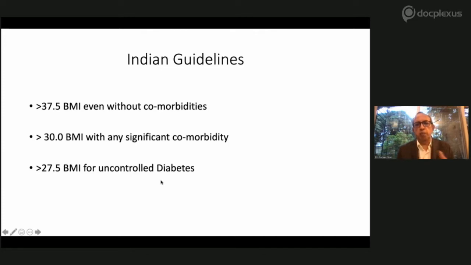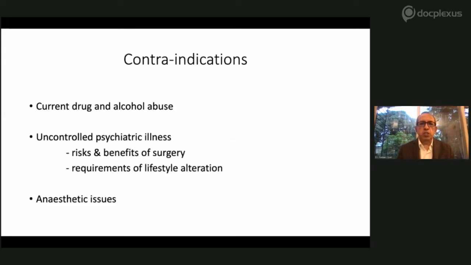And this is the most important thing, because 27.5 BMI means about 10 kg overweight. So if your patient is just about 10 kg overweight, the surgery is done only for diabetes, obviously not for weight loss. These people end up losing 5-6 kgs, but nobody loses more than their ideal weight. So this is the importance of diabetes control.